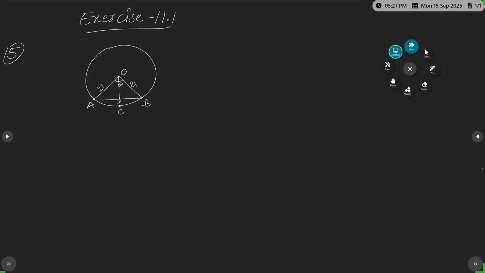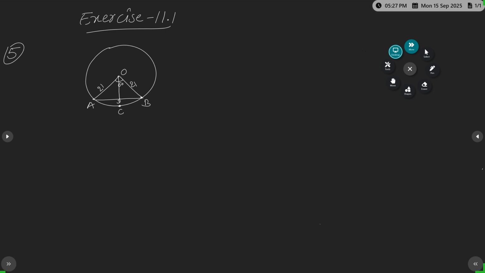Friends, now I am going to the fifth problem in exercise 11.1. In a circle of radius 21 centimeters, an arc subtends an angle of 60 degrees at the center. Find the length of the arc. Second one is the area of the sector formed by the arc. Third one is the area of the segment formed by the corresponding chord.